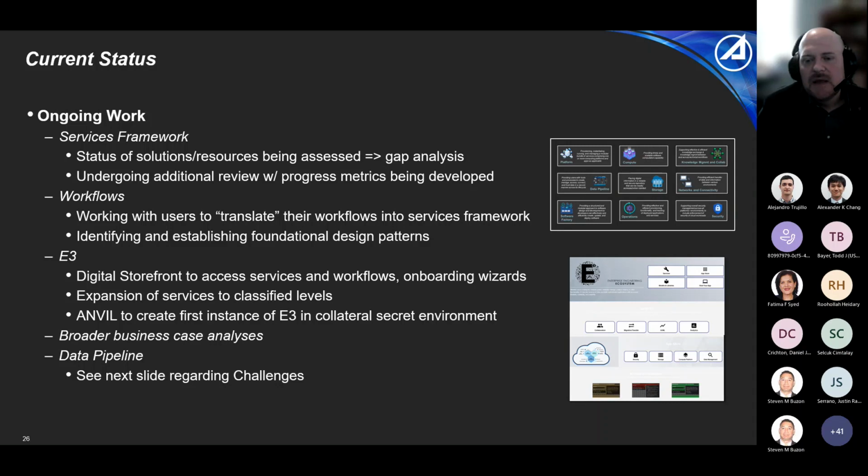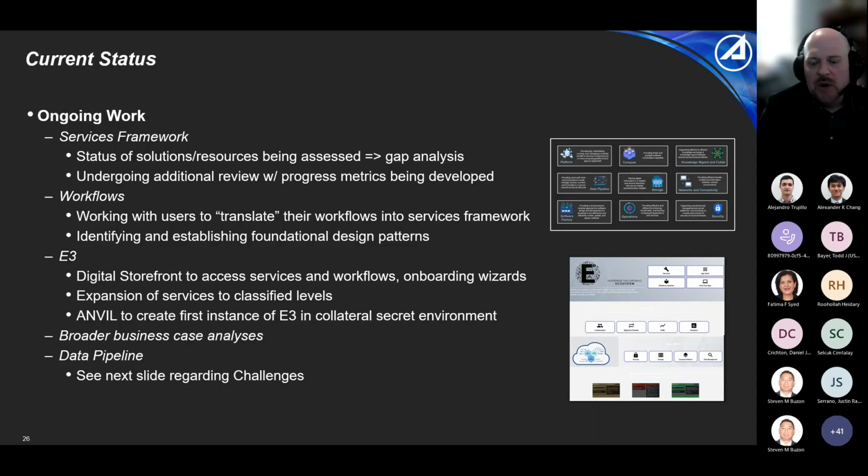Workflows, we're working with specific users right now to actually begin populating the libraries, getting workflows into the services framework so that we have the beginning of those templates that others can use. What are those key design patterns that can be reused again and again? In terms of E3, working on that digital storefront that you saw in the OV1, that's that front door to accessing these services and workflows, onboarding wizards and things.